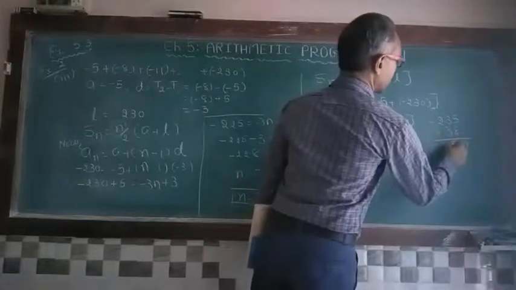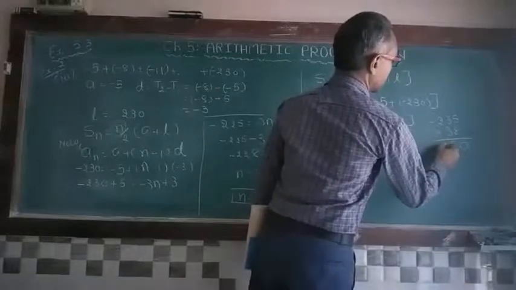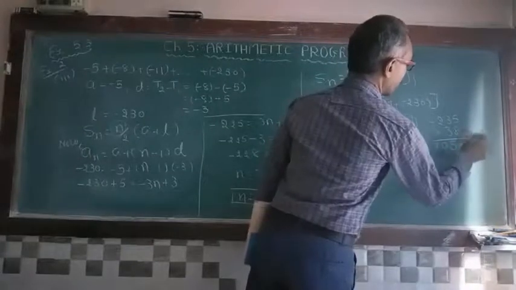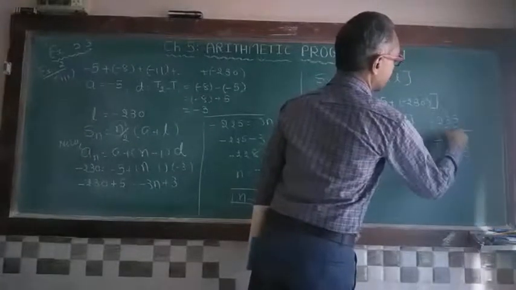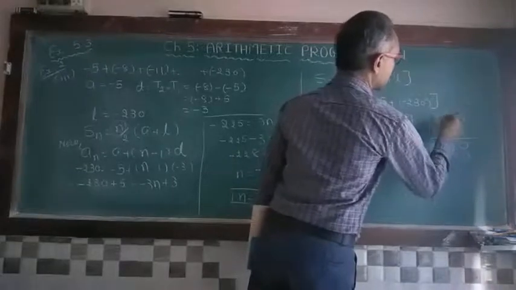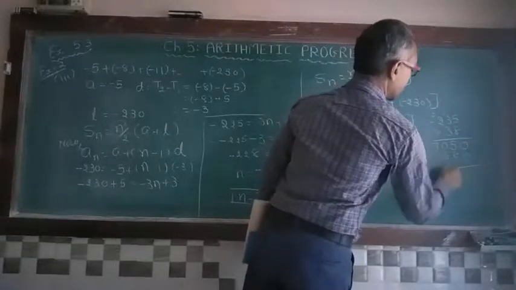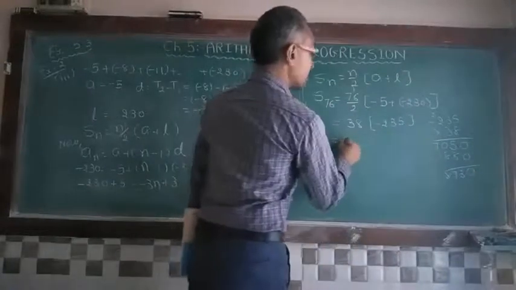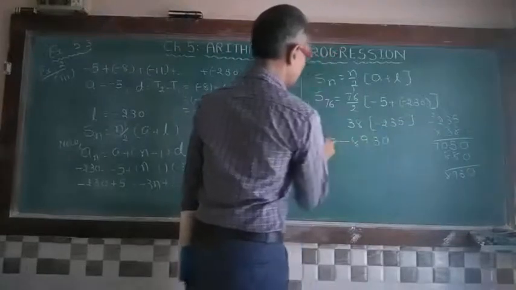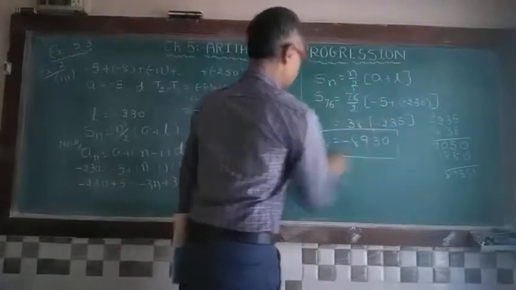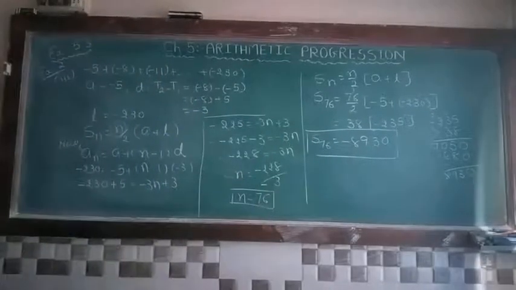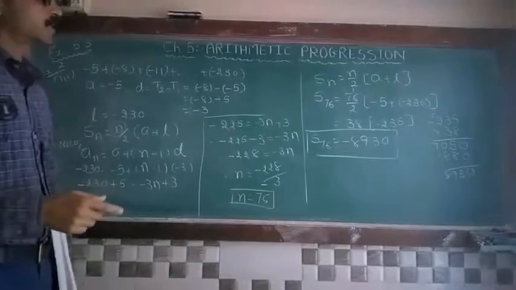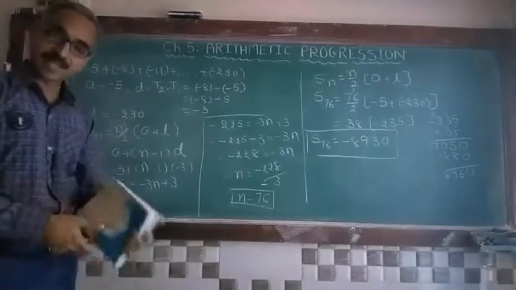So your answer is 5 3s are 15, 3 3s are 9, 1 0, 1 2 3s are 6 7, 8 4s are 40, 4 is there, 8 3s are 24 plus 4 is 28, here 2 and 18. So your answer is -8930. So this is your final answer, because you have to find the sum of the terms of the given AP. So S76 is equal to -8930.